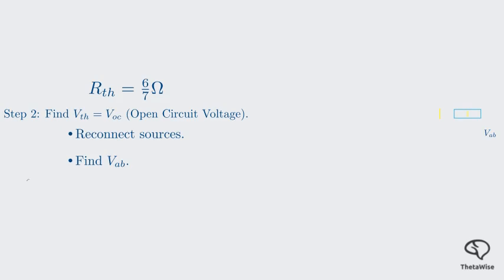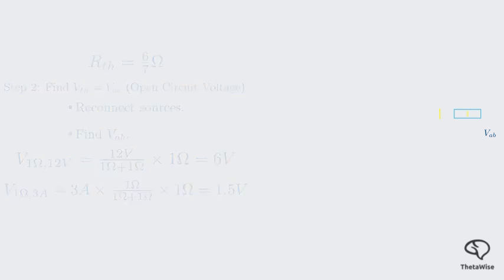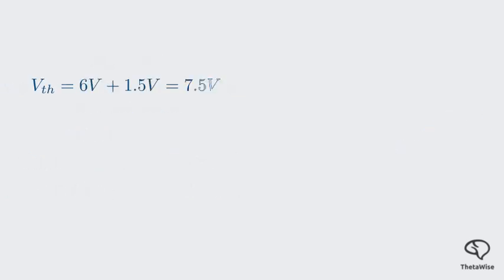With the 12-volt source on and 3-amp source off, the voltage across the 1-ohm resistor is 12 volts divided by 1 plus 1, or 6 volts. With the 3-amp source on and 12-volt source off, the circuit is a current source into parallel 1 and 1 ohm resistors. The current splits, so 1.5 amps flows through the 1 ohm resistor, creating a voltage of 1.5 volts. Adding these up gives a total open circuit voltage, and thus Vth of 7.5 volts.